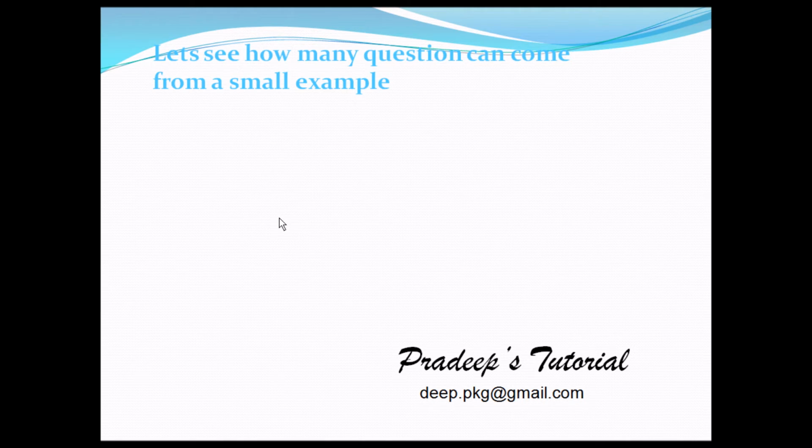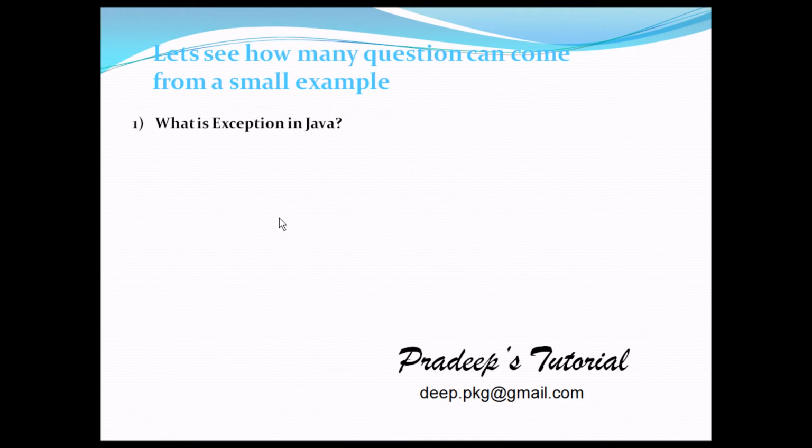Before that, we'll see how many questions can come from a small example, meaning how an interviewer can ask you different types of questions from a simple program. So it's like a chain. He'll ask you one simple question and then from that question only he'll continue.